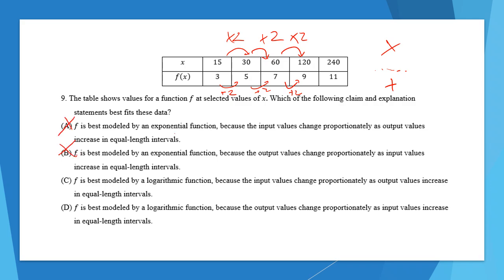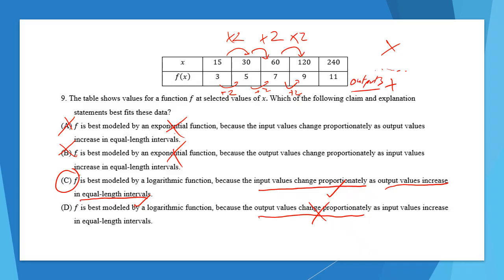So we can cross off any of the ones that say exponential. And then with the logarithmic function, right, the input values change proportionately. That's true. As the output values increase in equal length intervals. That's also true, making C the correct answer. D's wrong because the output values don't change proportionately, right? These are outputs, and they change at a constant rate, or with an addition rule rather than a multiplication rule.